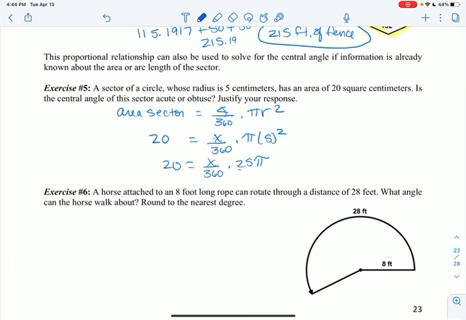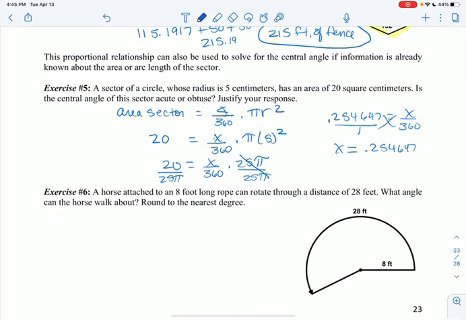I'm dividing by 25 pi because I'm trying to solve for x. So 20 divided by 25 pi in my calculator gives me 0.254647 equals the angle over 360. We'll just put a 1 under that and cross multiply. 1 times x is x. So I'm taking that 0.254647, which should still be in your calculator, so you don't need to retype it, and multiplying it by 360. And I get 91.67. The question wants to know if this is acute or obtuse, and the answer is it is an obtuse angle.